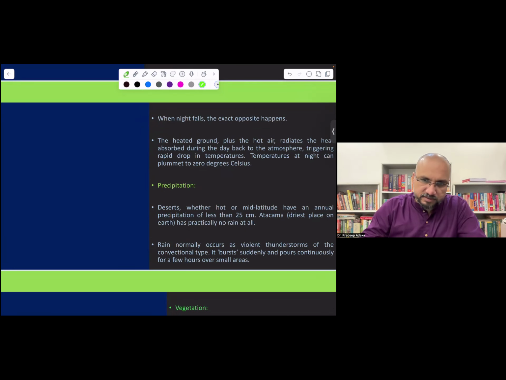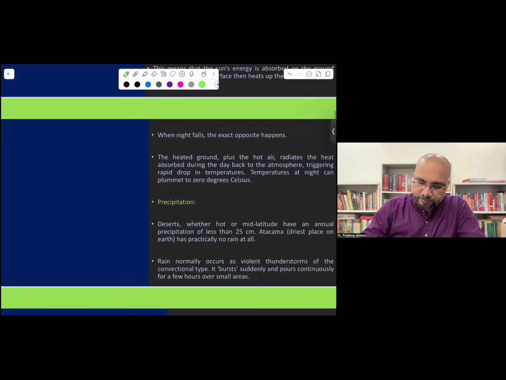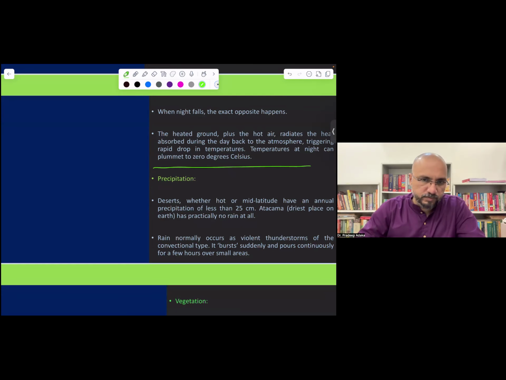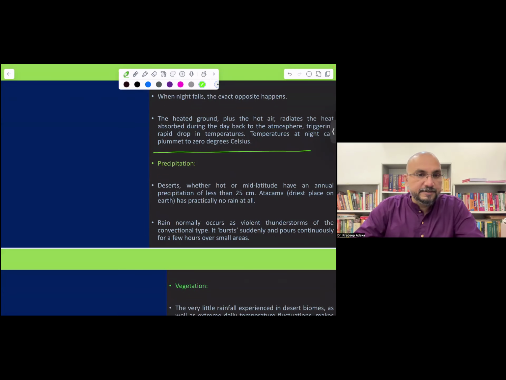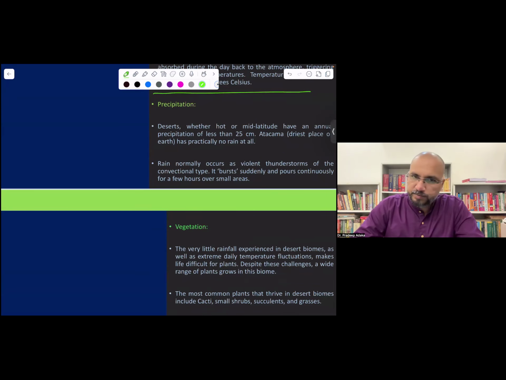So the same thing, these sentences are the same that I have explained now, so we don't need to go through them again. Then precipitation. Precipitation is very less, right? Precipitation is less than 25 centimeters.